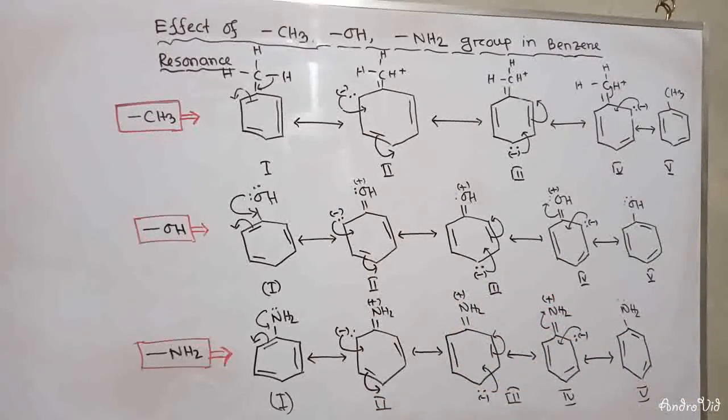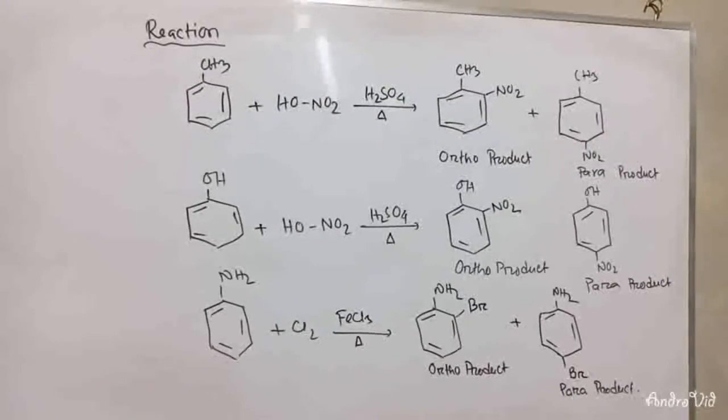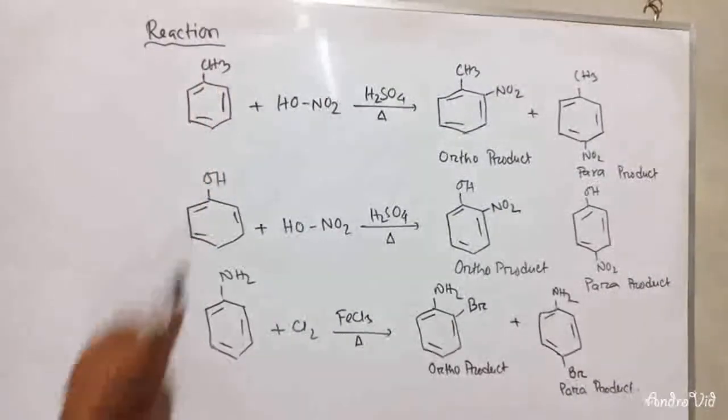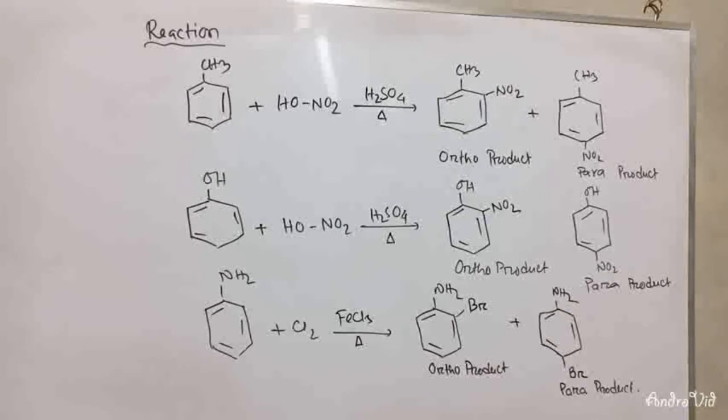You will get ortho, para, ortho positions negative in charge. That means there is an increase in electron density in ortho, para positions. So the electrophile should be directed to ortho, para positions, and that's basically the main reason. For this reason, these are called ortho, para directing groups. So as they are ortho, para directing groups, when they react with different types of electrophiles, the electrophile should be directed to ortho, para positions.